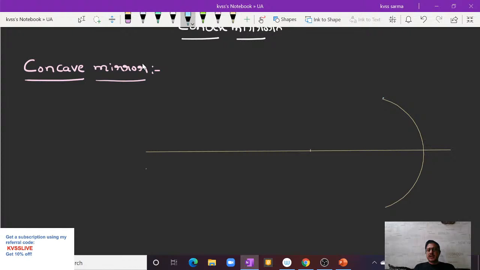So this is a concave mirror, silhouetted on convex side. If the mirror is silhouetted on convex side, it is called concave mirror. So this is the center of curvature, and this is the focus.